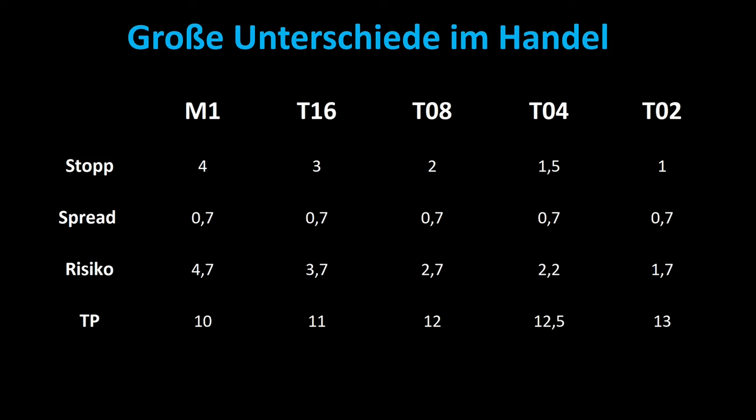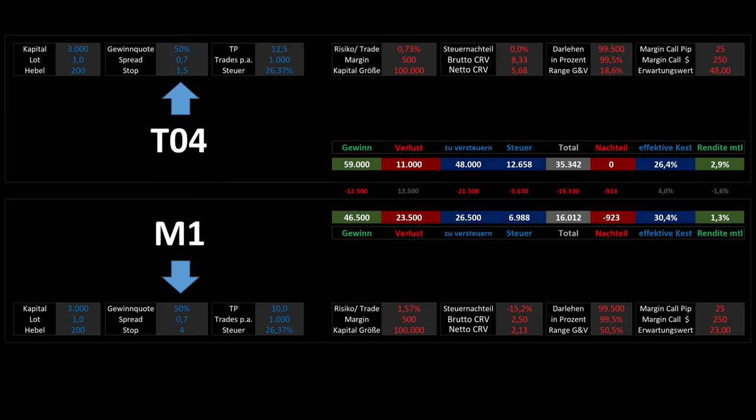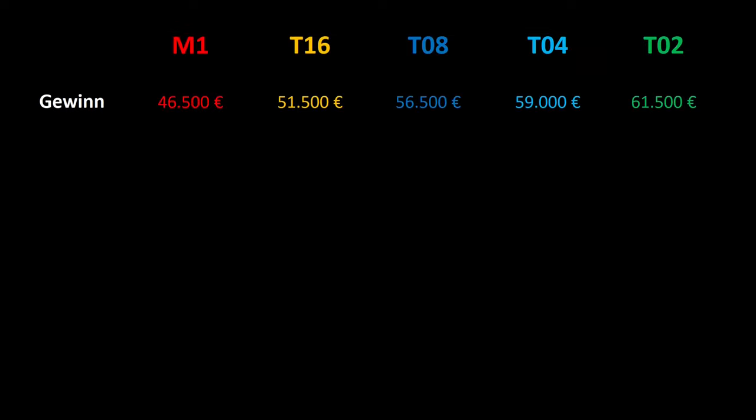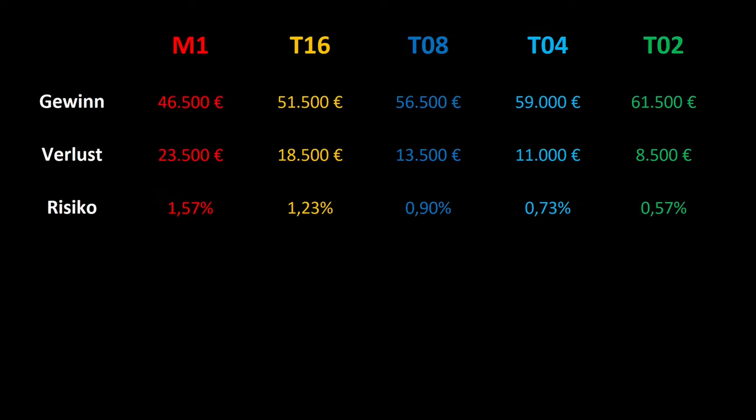At the same time, the take profit increases due to the reduction of the stops, and this leads to a different net RRR in this case. Let's now compare the M1 with the T04. In both cases, we calculate a win rate of 50% and calculate 1,000 trades. First of all, it is noticeable that the profits are increasing and at the same time, the losses are reducing. It is interesting that the risk per trade in M1 is twice as high as in T04.